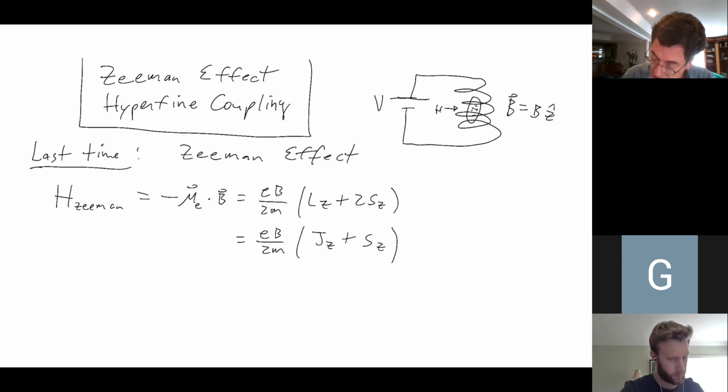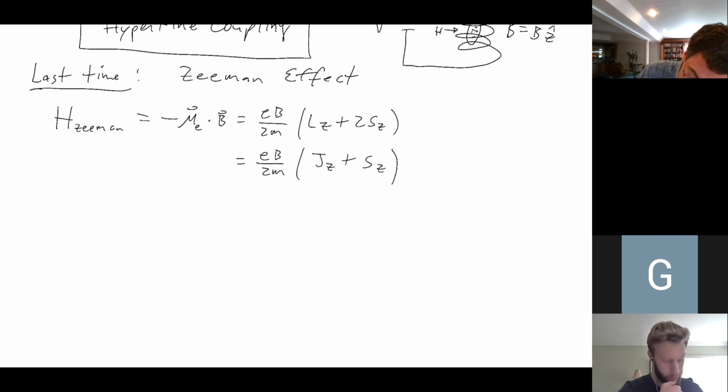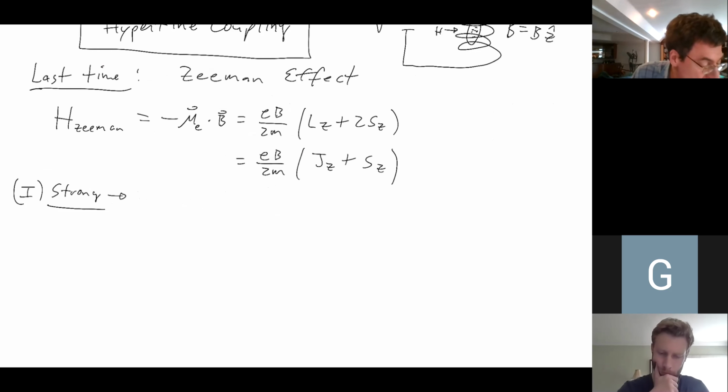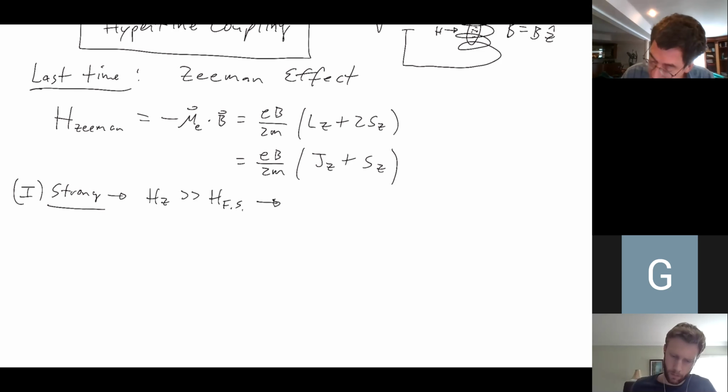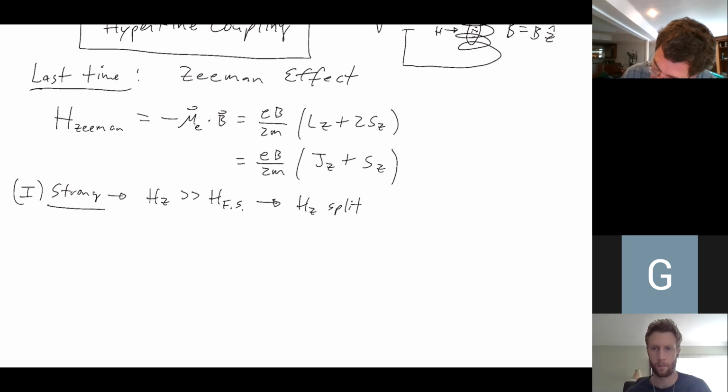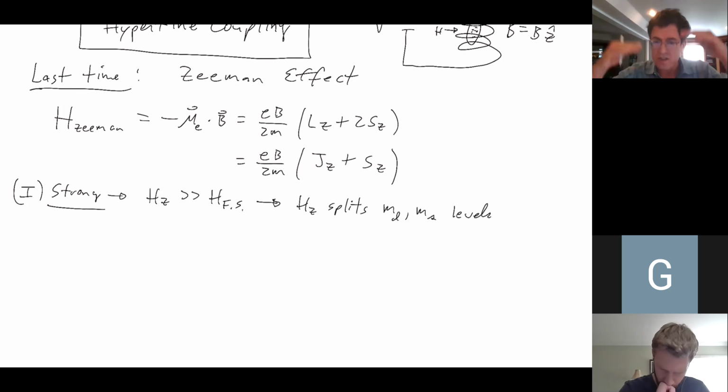And then we saw that there were three regimes. The simplest regime is the first one, the strong field regime, which occurs when the Zeeman Hamiltonian is way bigger than the fine structure. Then the Zeeman effect splits all the m sub l and m sub s levels, meaning that they're given different energies.